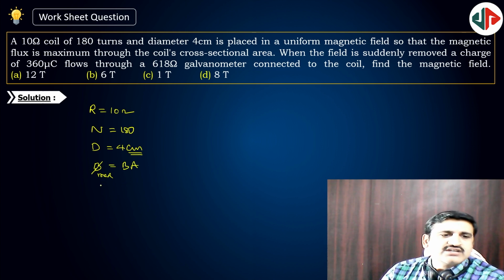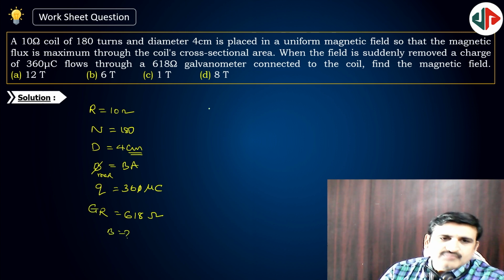A charge of Q equal to 360 microcoulomb flows through a galvanometer of resistance R equal to 618 ohms connected to the coil. This is the galvanometer resistance. Find the magnetic field B value.